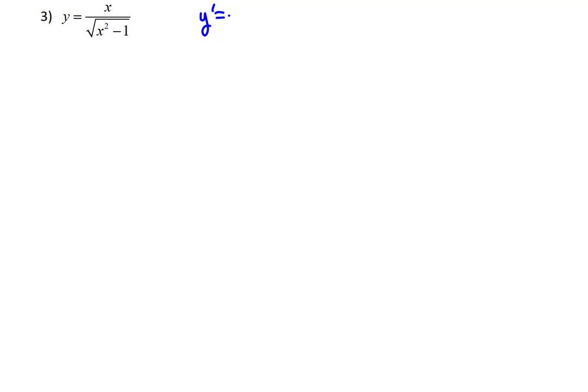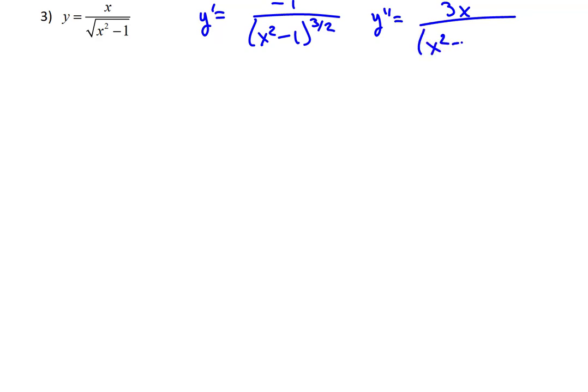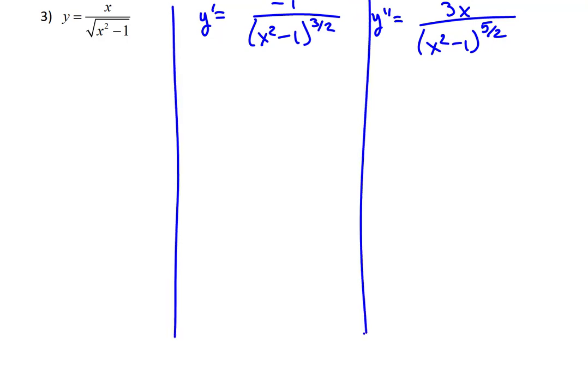So y prime in this case would turn out to be negative 1 over x squared minus 1 to the 3/2 power. Again, there's a little work involved in getting that, but that's another video, another day. That's just a quotient rule derivative here. And then y double prime, the second derivative. Similarly, there's some work involved, but it should end up to be 3x over x squared minus 1 to the 5/2 power. Okay, and we can use these three equations to get everything we need for this problem.